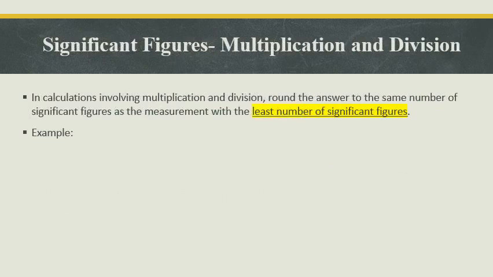Now, in calculations involving multiplication and division, round the answer to the same number of significant figures as the measurement with the least number of significant figures.